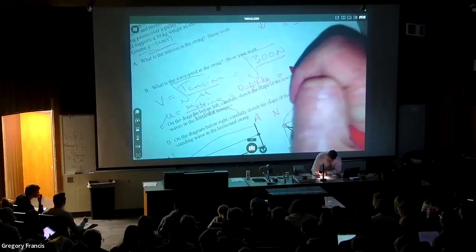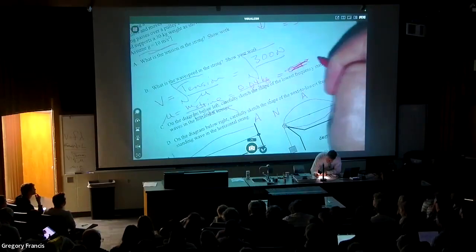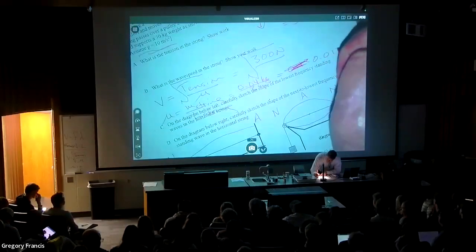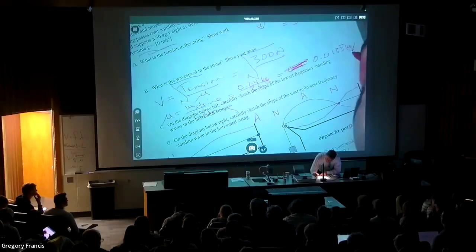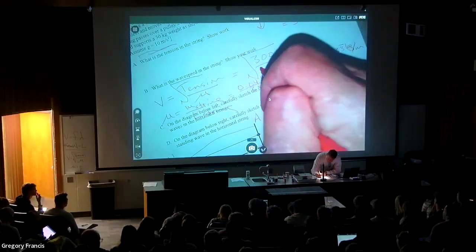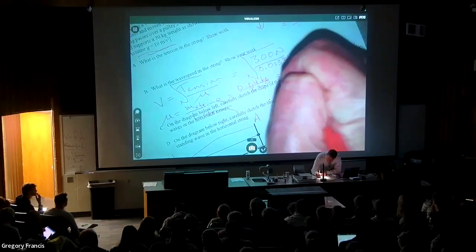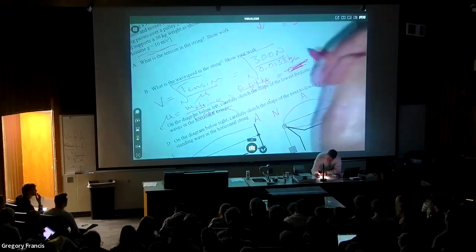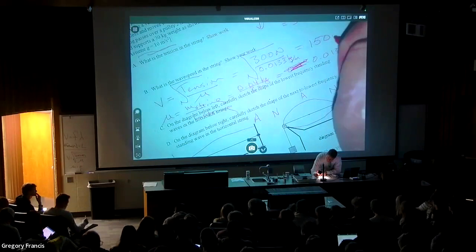And that's going to give me 0.0133 and so on kilograms per meter. Okay. Now, if I plug that in up here, 0.0133 kilograms per meter, I get a speed of 150 meters per second.